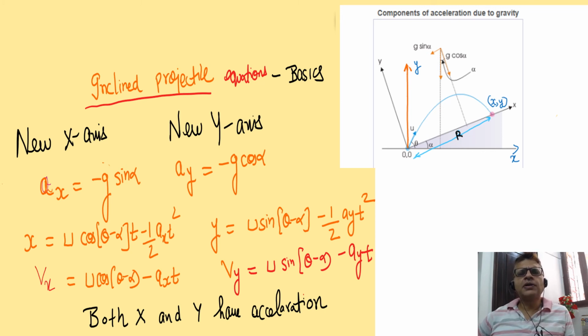I will talk about the range, the maximum height and time of flight subsequently, but first establish the consequences of the small transformation of velocity and acceleration by virtue of a small rotation alpha.